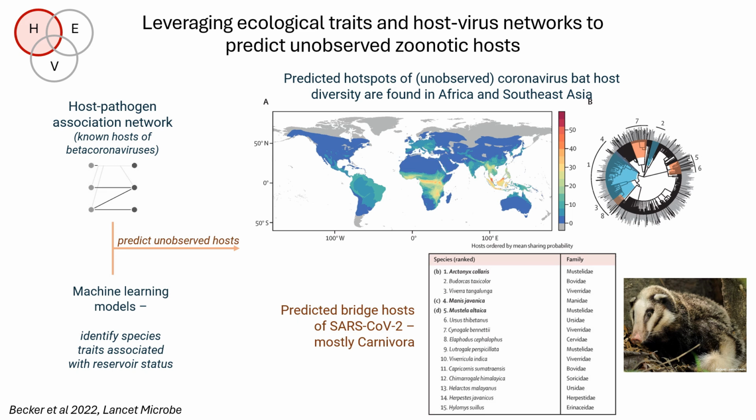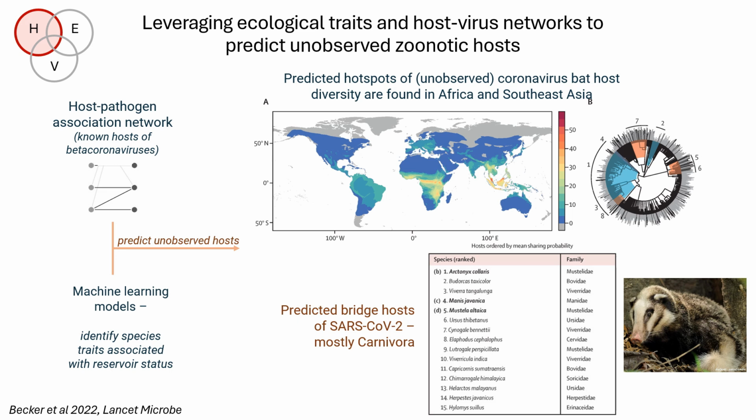So one way of trying to fill those observation gaps is through predictive modeling. And this is some work that a lot of colleagues of mine have done extensively within the Verena Institute. This is thinking about how we can leverage existing knowledge about host virus networks that we have observed and the ecological traits of hosts to predict those species that are most likely to be hosts. So this is effectively a machine learning problem that is one way of predicting unobserved zoonotic hazard.